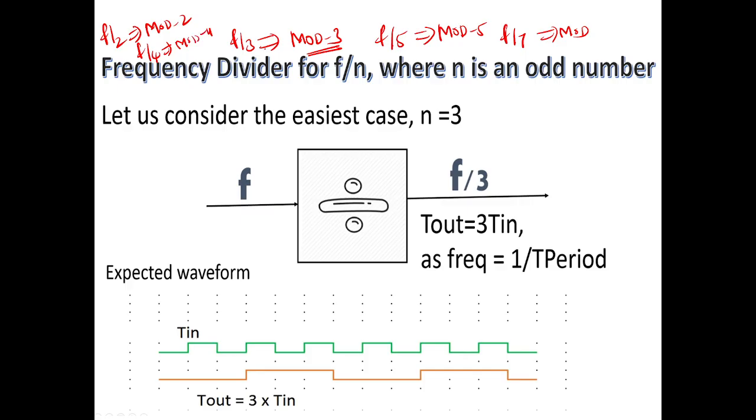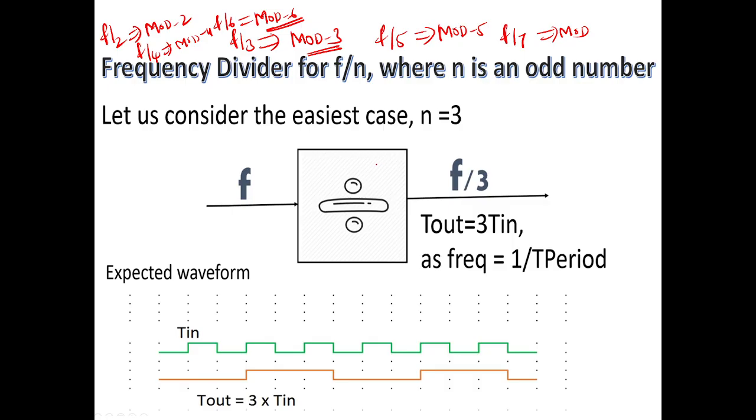We already discussed counters, no? Any doubt in these counters? F by 6 means mod 6 counter. Synchronous and asynchronous counters we already discussed, no? Do you have an idea about the counters? Yes, sir. Okay, next you see.